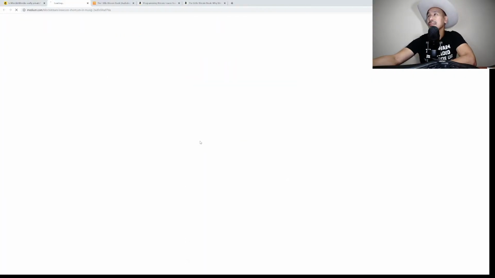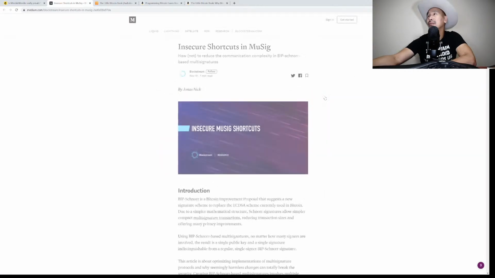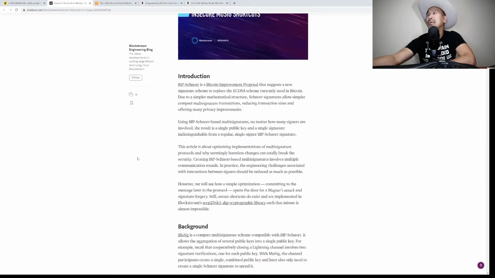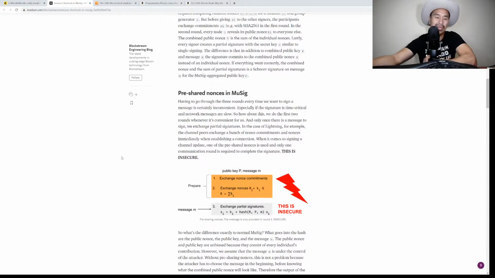All right, Insecure Shortcuts and MuSig, and this is from, I think, Rusty Russell. No, it's from Blockstream. Basically, with Schnorr signatures there are certain things that you can do like MuSig, which allows you to aggregate signatures and aggregate keys. Right now, when you do a multisig transaction on Bitcoin, if it's like a 3 of 4, you have the 4 pubkeys and 3 signatures. That's a lot of space. With MuSig, you can compress those 4 pubkeys into a single aggregate pubkey and compress those 3 signatures into an aggregate signature.